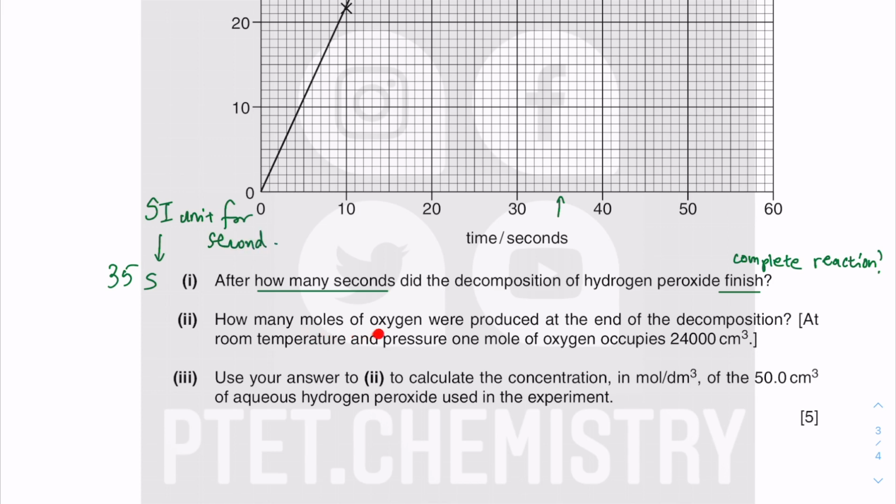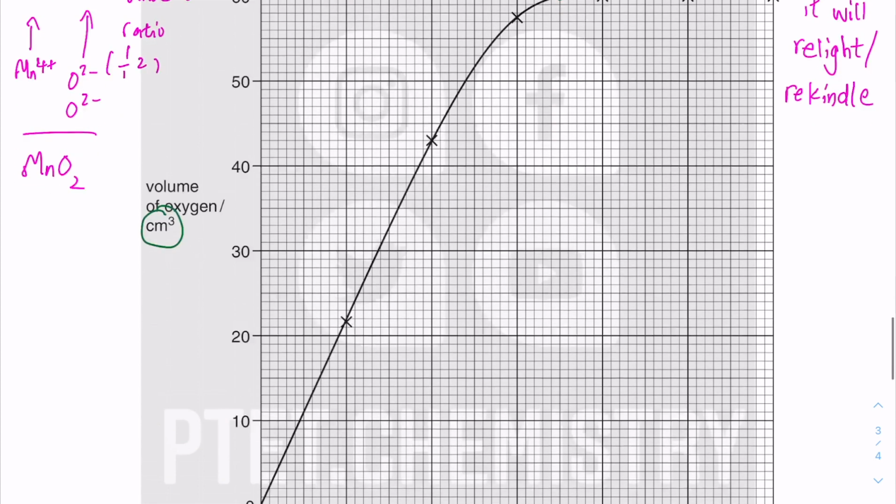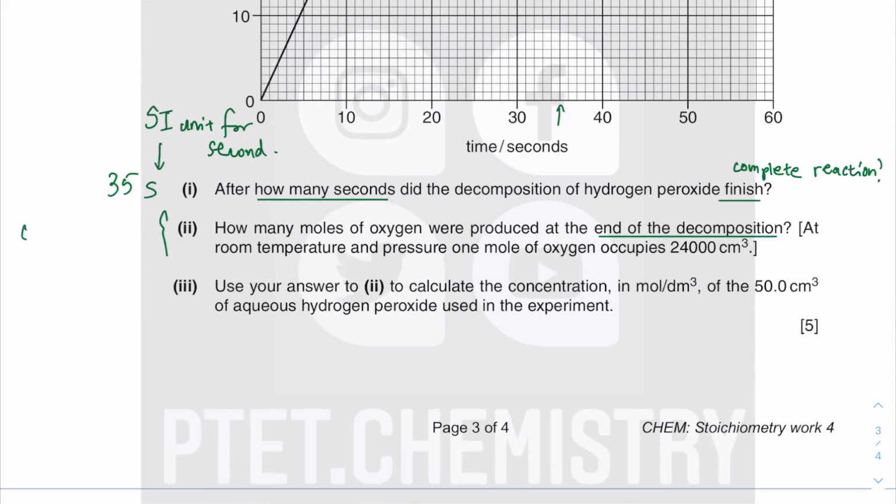Now, how many moles of oxygen were produced at the end of decomposition? What is the total volume of oxygen produced? The total volume of oxygen produced is 60 what? 60 cm³. So learn to read very carefully. So part 2, the mole of oxygen will be 60 cm³ divided by 24,000 cm³ for 1 mole. This is what you call the molar volume of gas at room temperature and pressure, 25 degrees Celsius and 1 atm. So 24,000 cm³ per mole.